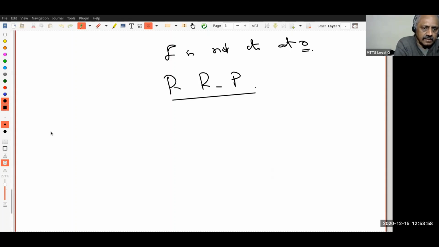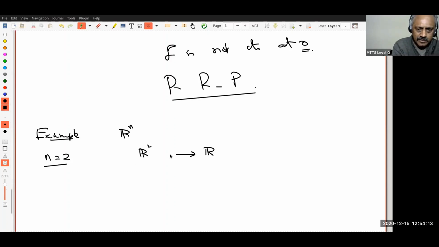Now, the next example is something to do with R^n. As usual, let us start with n equal to 2. So, R2. Can you think of some obvious functions from R2 to R? I have an ordered pair xy. I want a real number out of this. What do you think you'll do? I think there are two obvious choices. Can somebody guess?